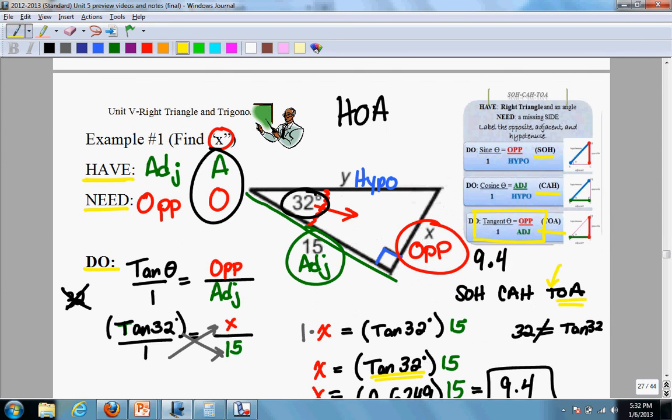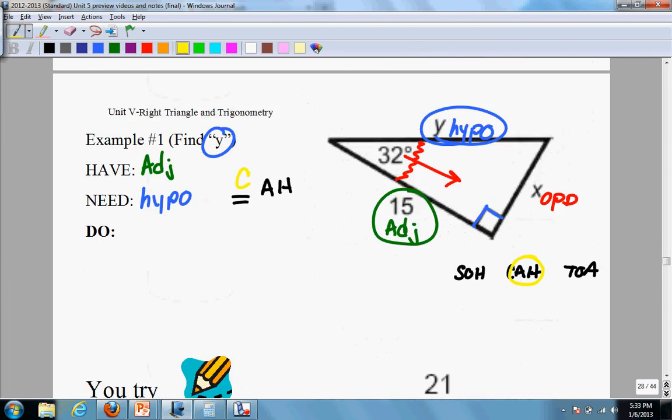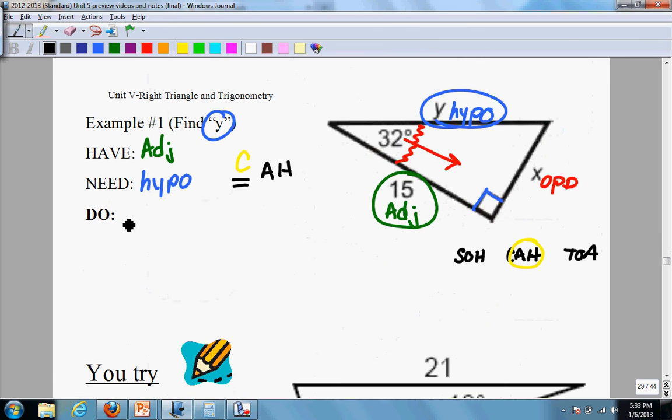On your little sheet here, the cosine ratio is right here. We're going to write it down. The cosine of angle theta over 1 equals adjacent over hypo. That's the cosine ratio.